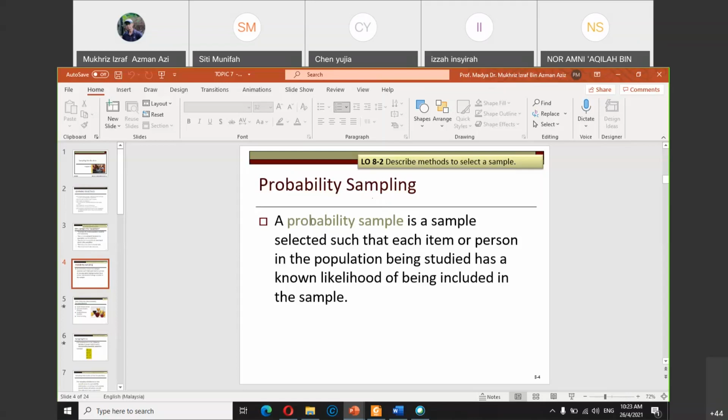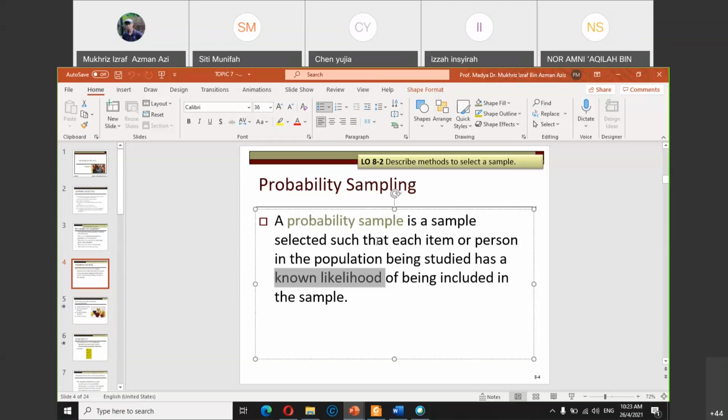Next, what is probability sampling? A probability sample is a sample selected such that each item has a known likelihood of being included. So in chapter number 4, especially on the binomial and Poisson distributions, you construct, and before that, you learned on the probability distribution of tossing a coin 3 times. What is the probability of getting a head when you toss the coin 3 times?